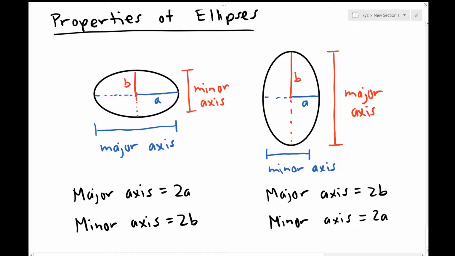So the major and minor axes are kind of similar to the idea of a diameter of a circle. Again, they're just line segments that extend all the way across the object, going through the center. But you just want to remember that their lengths are simply the double of the values of a and b. And which one is considered the major and which one's considered the minor is simply a matter of which one's longer. The major axis will always be the longer axis. The minor one, of course, will be the shorter one.